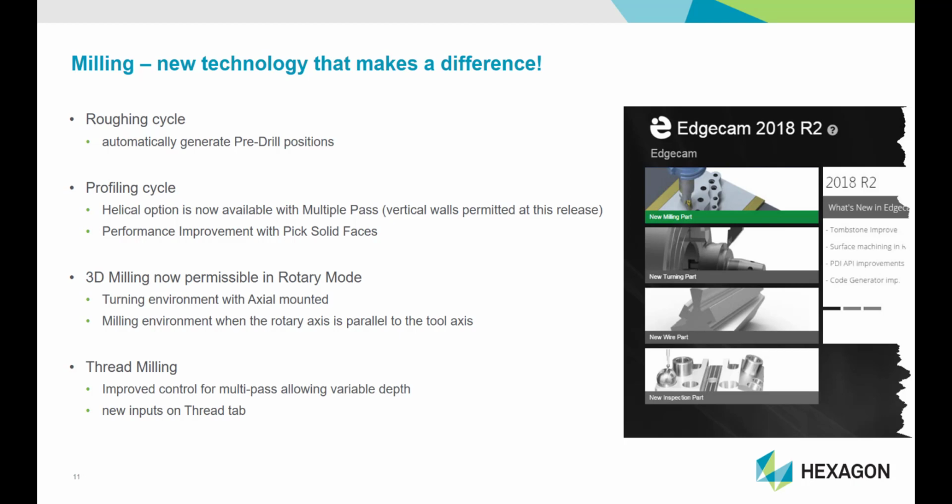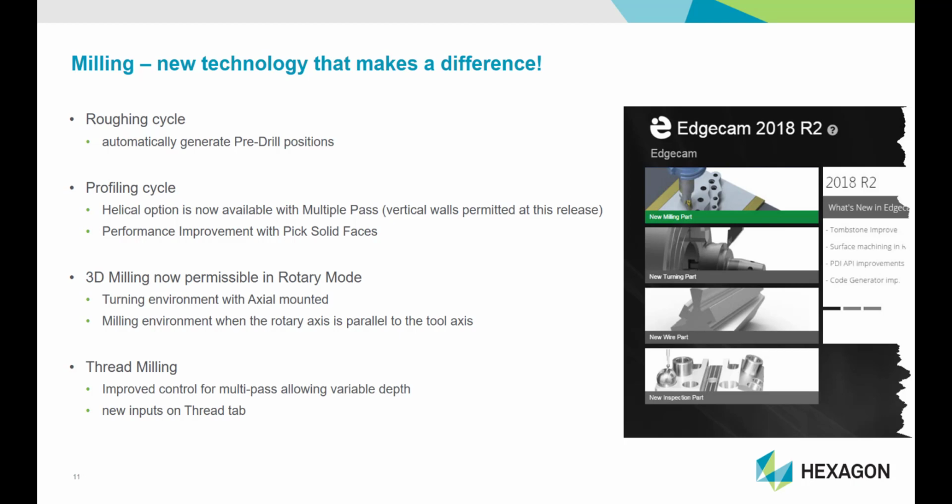The profiling cycle has some improvements that will be fairly popular with users. The multi-pass technology, the development team's been doing a lot of work in that over the last several releases, and it really expands the usability of profiling to the point where it's not just a finishing cycle. Well, with multiple passes, users were finding that if they wanted to go use the helical option over on the depth tab, that it was grayed out. That was intentional, but at this release, the development team has done work to allow the helical option to be available with multiple paths, and the requirement is that the walls that you're machining should be vertical.